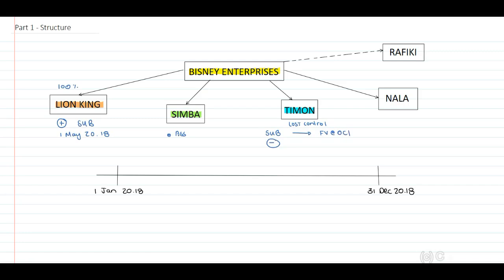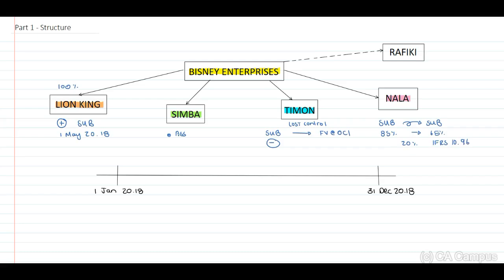Then there is NALA. In terms of NALA, remember, there is change in ownership. This is a subsidiary that remains to be a subsidiary. And within the subsidiary, they have sold 20%. It was 85%, and this is now 65%. Yes, they have sold 20%. Therefore, we have to apply our principles of IFRS 10.